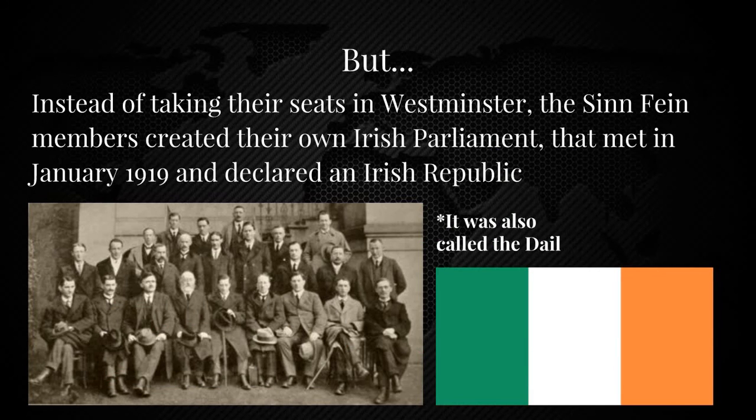But instead of taking their seats in Parliament at Westminster, the Sinn Féin members stayed in Ireland and formed their own Irish Parliament, which was also known as the Dáil, and met for the first time in January 1919 and proclaimed an Irish Republic.